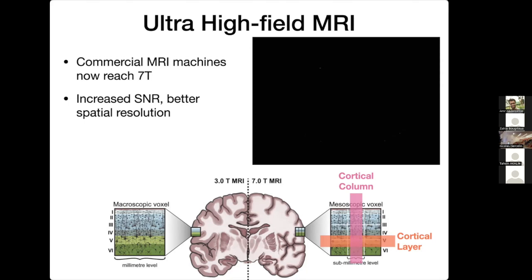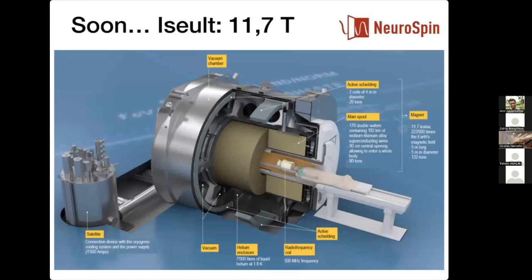So it's exciting times. The drawback is that the more precise you are, the more people become different, and it will become harder and harder to average subjects together. And so we might go towards individual focused fMRI studies. The drawback is that maybe you need subjects to spend hours and hours in the scanner. Of course, with this ultra high field MRI, I have to mention that it's currently installed and probably commissioned for human use this year or next year, the Iseult MRI machine at Neurospin, which will reach 11.7 Tesla.